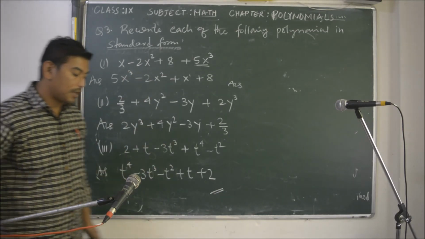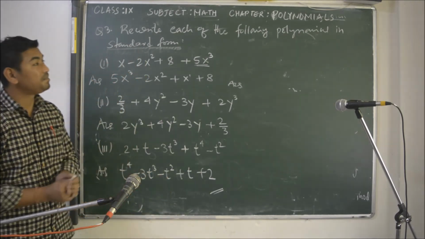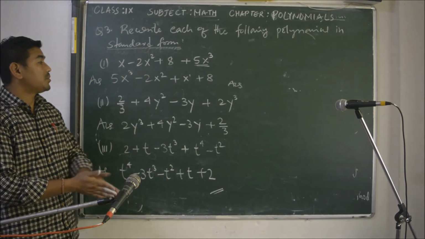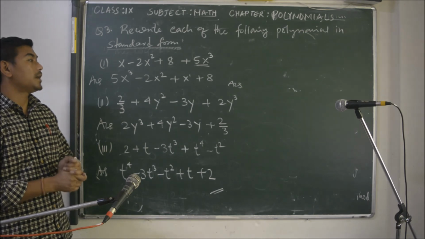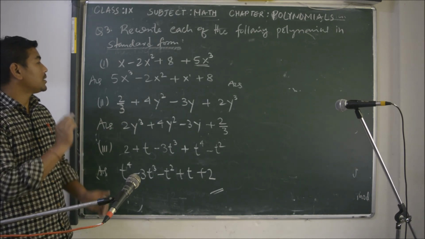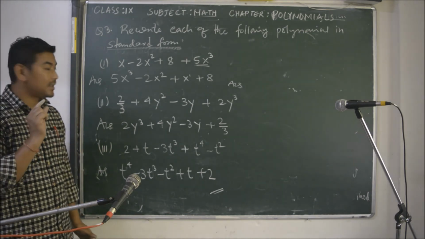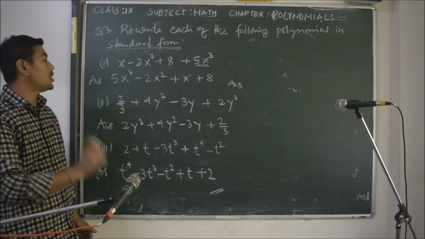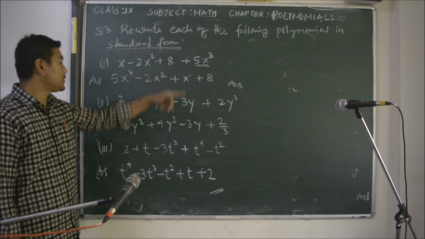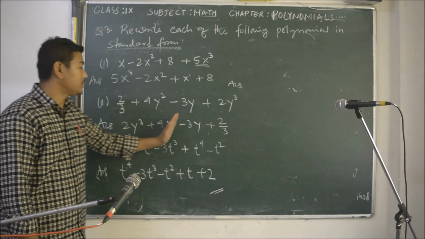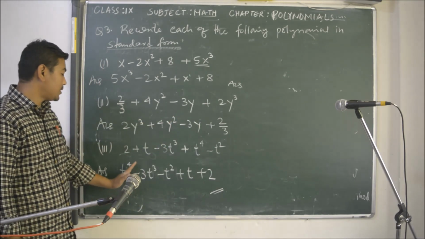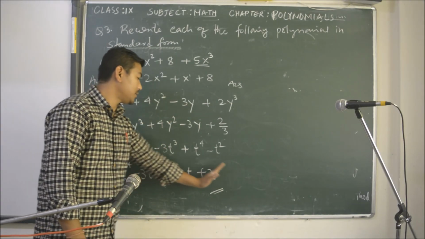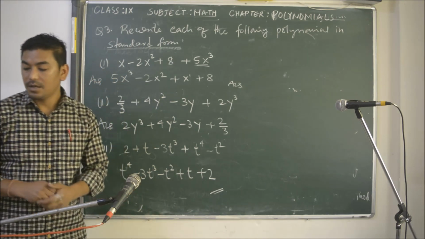So remember guys, the standard form means you have to write the polynomial in such an order that the power of variables would be decreasing in order. 3 to 1, like this, 3 to 1, 0. Here also 4, 3 to 1, 0 are constant number.